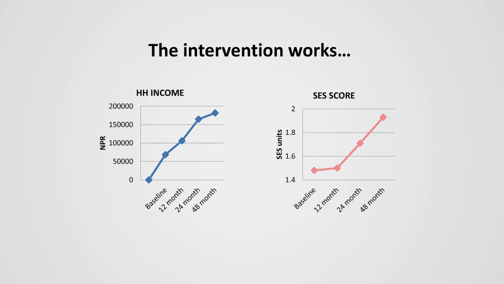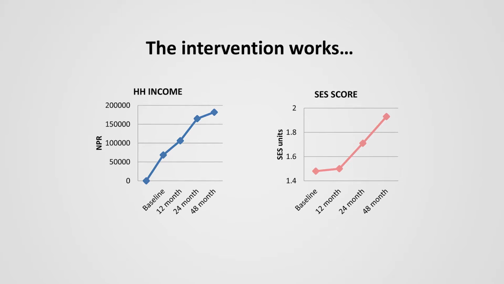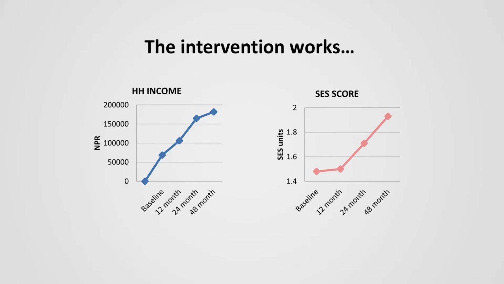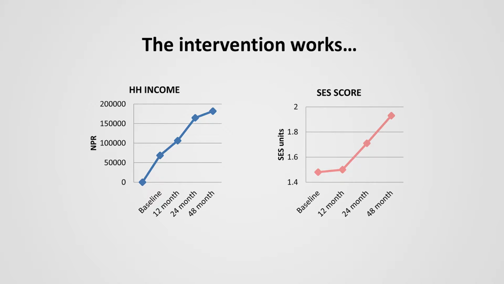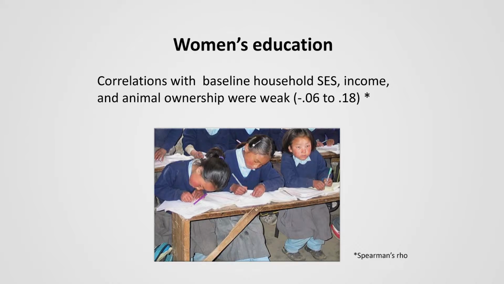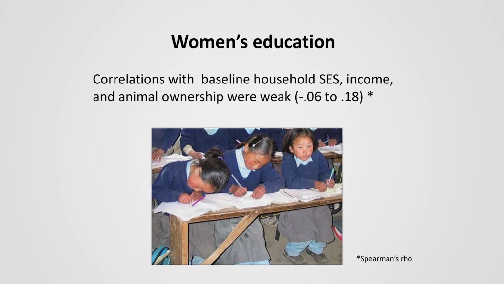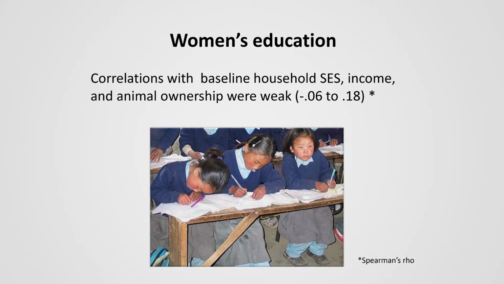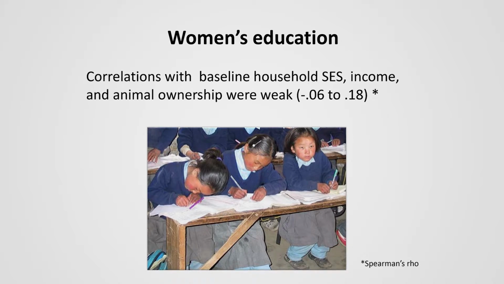Now, I want to start by saying that the Heifer Intervention works, and the intervention is designed to improve livelihoods and reduce poverty. And so we see that over the 4 years, household income and household SES score did improve over the 48 months of the survey. We were interested to see if there were correlations of women's education with other factors at baseline, and we found only very, very weak correlations of the women's educational level, baseline household SES income, and animal ownership.